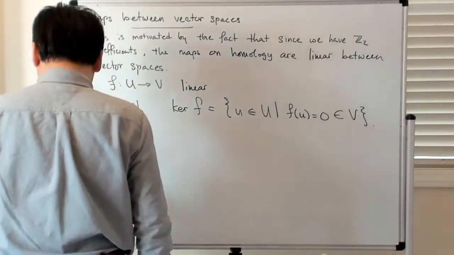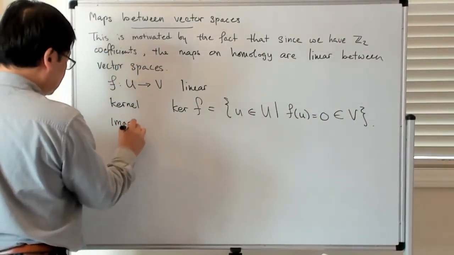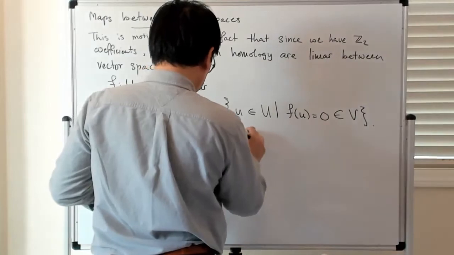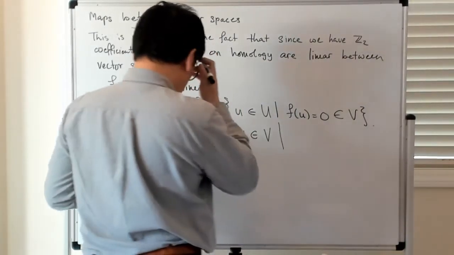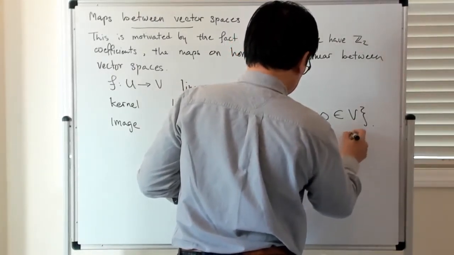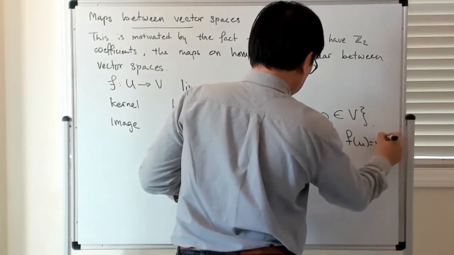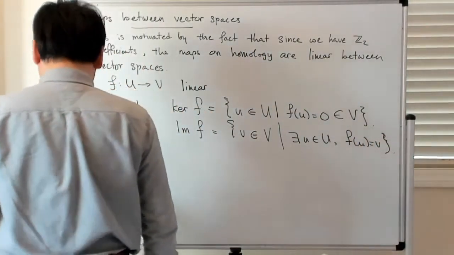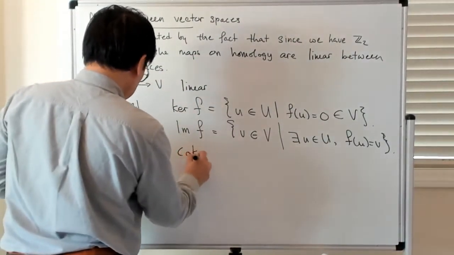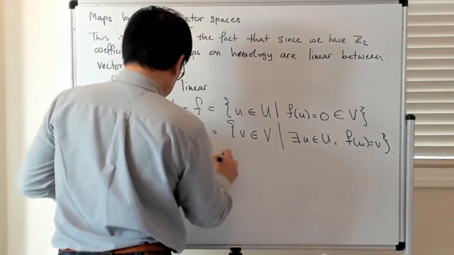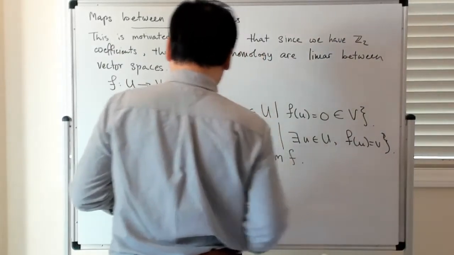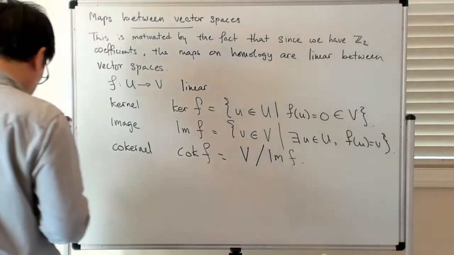And then there's the image, which is just IM of F. This is the set of V in V such that there exists some U in U with the property that F of U is equal to V. Okay, and then the co-kernel, denoted COK of F, is equal to V quotiented by the image of F.